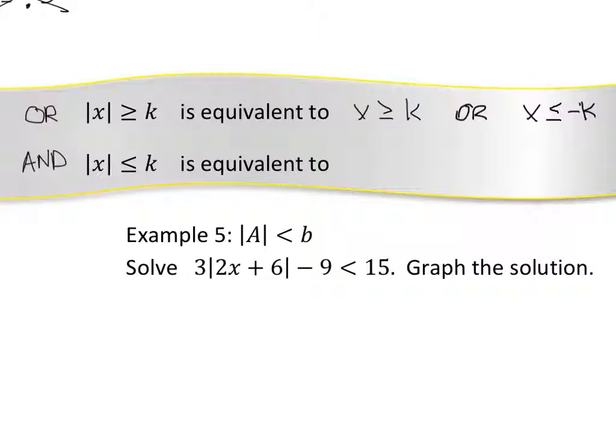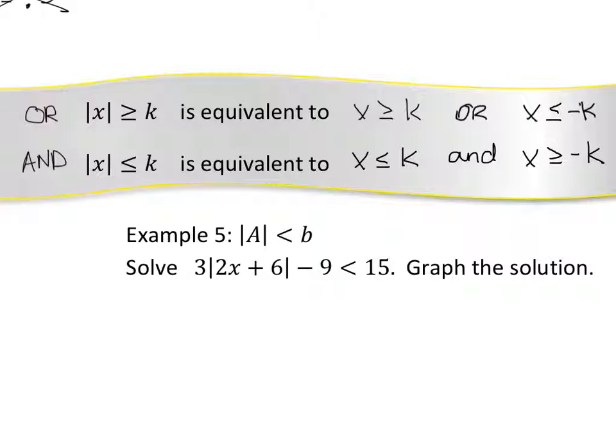Alright, now and, very similar, but we start out with the less than. Okay, so the first one's going to be X less than or equal to K, then we say and, what do you think the next part's going to be? X is greater than or equal to negative K. We good? Yeah. All right.